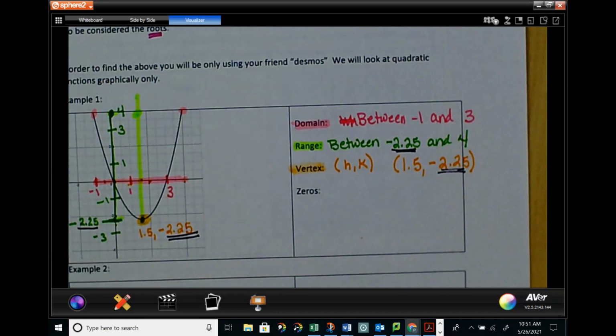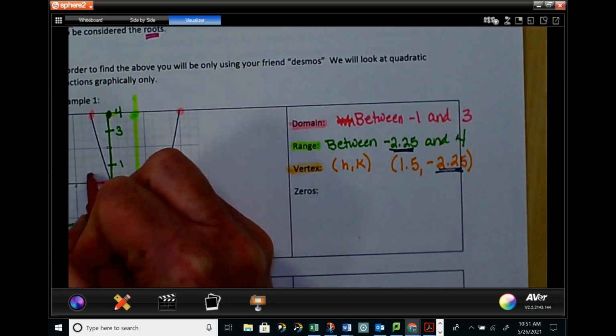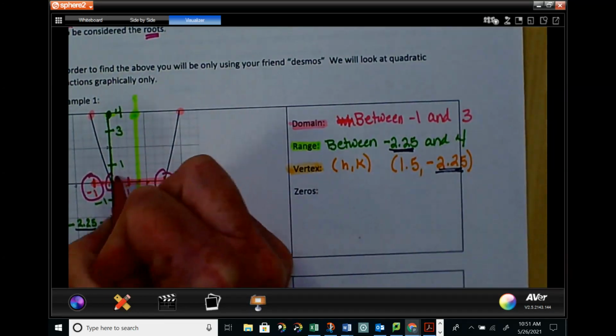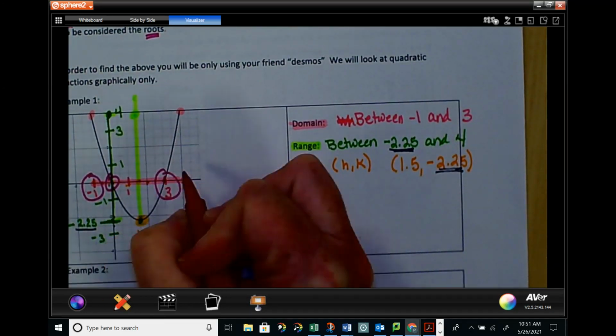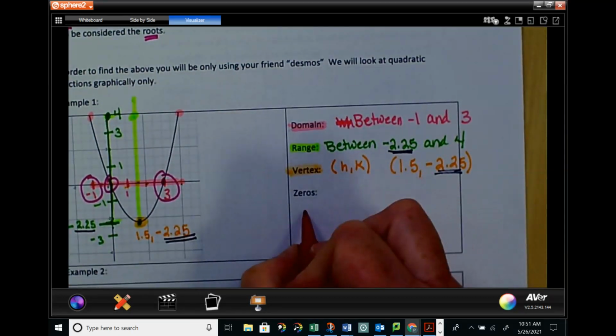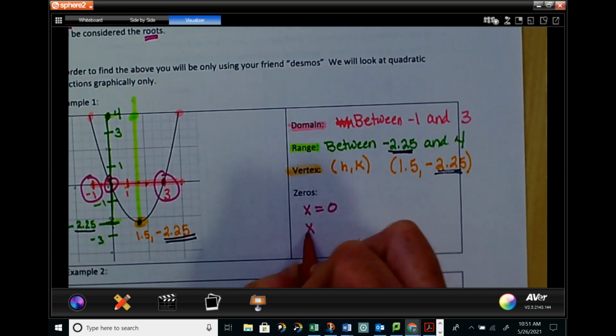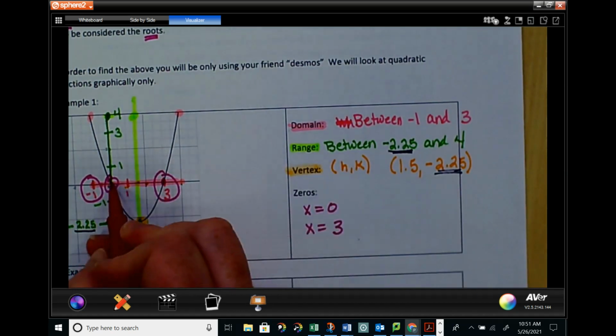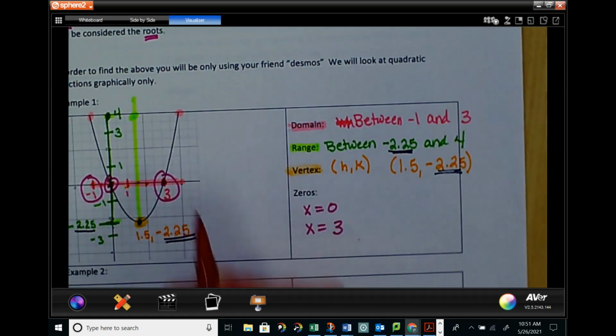And then your zeros are where the graph hits your x-axis. These are your zeros. Your zeros hit when x is 0 and when x is 3, because that's where it hits on that x-axis.